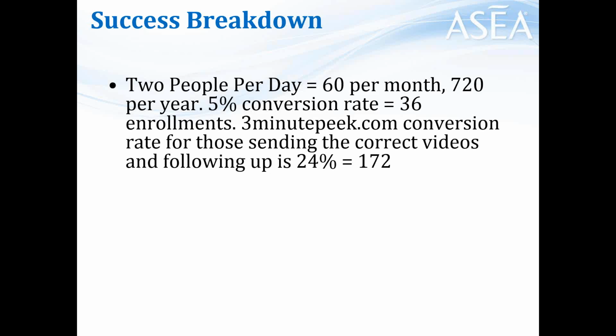Okay? So 720 people out of a year, even if only 5% of them signed up, that's 36 people that would have signed up. People that are using our 3-minute peak system, the way it's designed, and sending out the correct videos, we're seeing 24% conversion rate. 1 out of 4 people almost will enroll. So can you imagine after 1 year enrolling between 36 to 172 people? You just have to do it consistently over time.